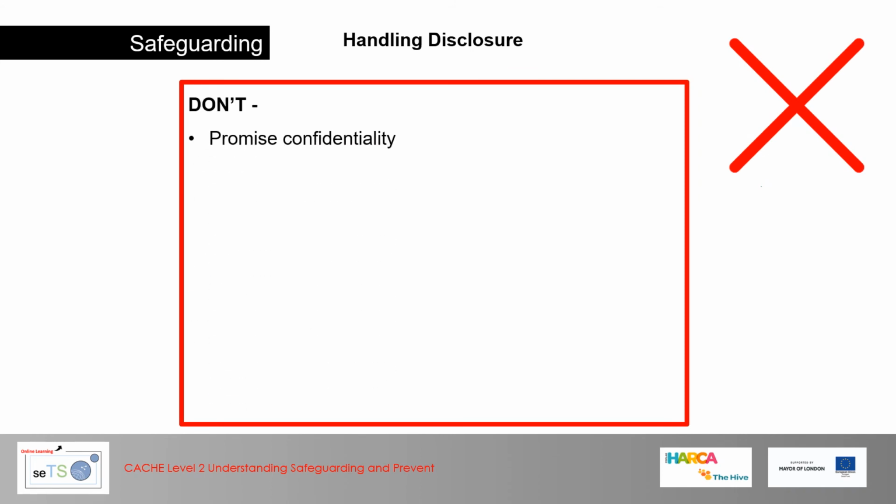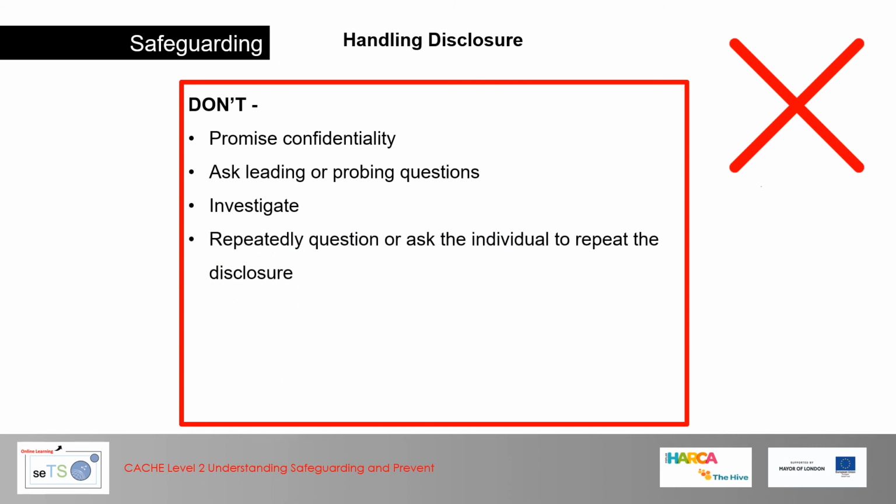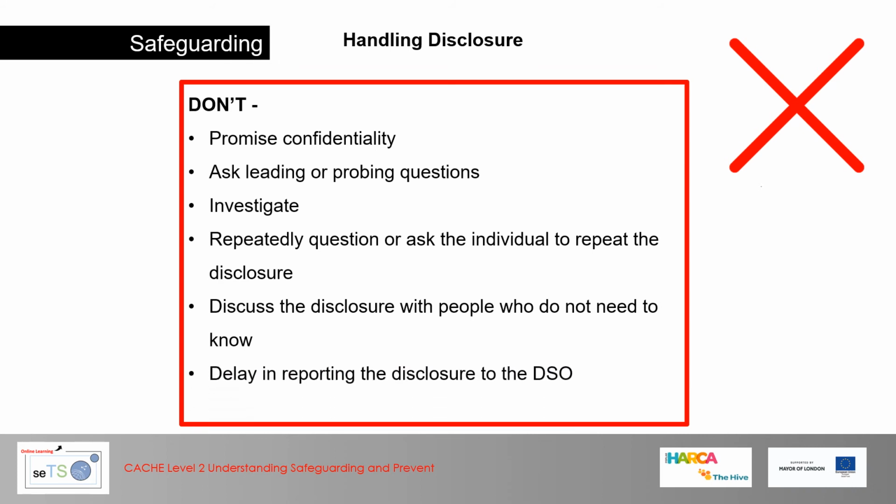Don't promise confidentiality. Don't ask leading or probing questions. Do not investigate. It is the police's job to do that. Do not repeatedly ask questions or ask the individual to keep repeating the disclosure. Do not discuss the disclosure with people who do not need to know, and do not delay in reporting the disclosure to the DSO.